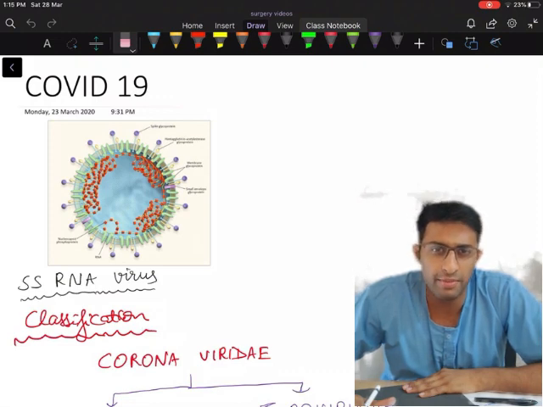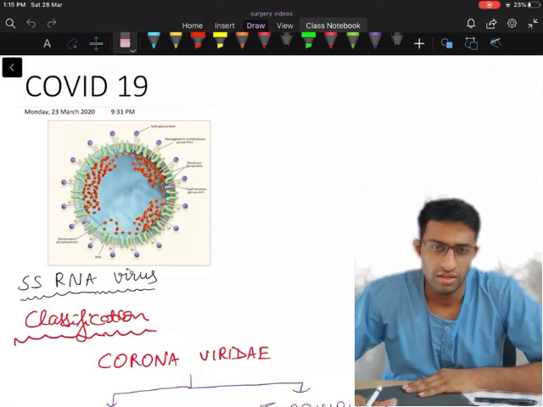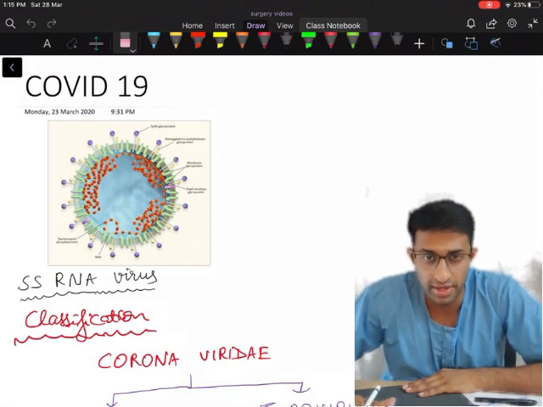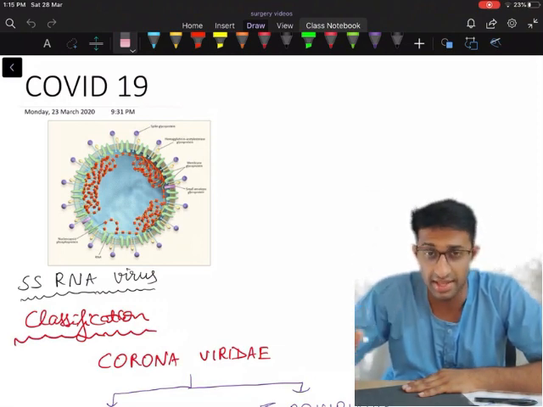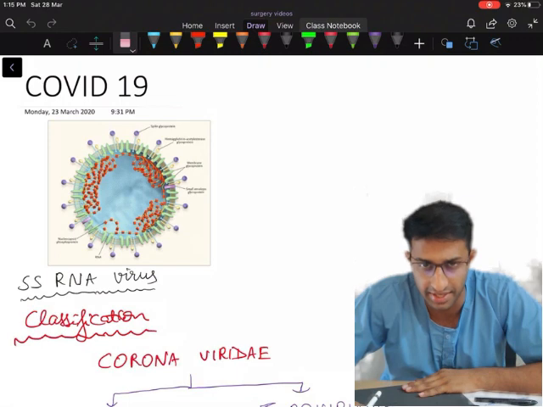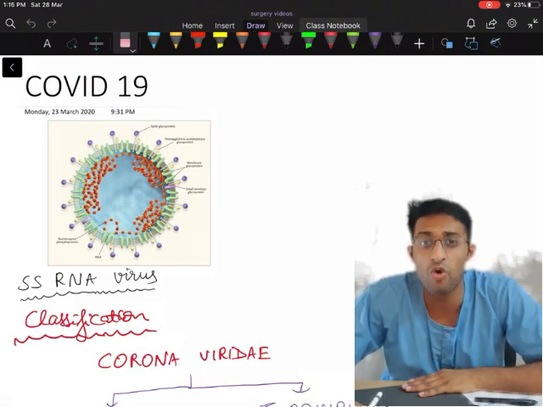So, why was it named COVID-19? What is the significance of the name COVID-19? This virus was discovered in the year 2019, in the month of December, in Wuhan. That is why the D represents the month December and the 19 represents the year 2019. Thus it was named COVID-19.